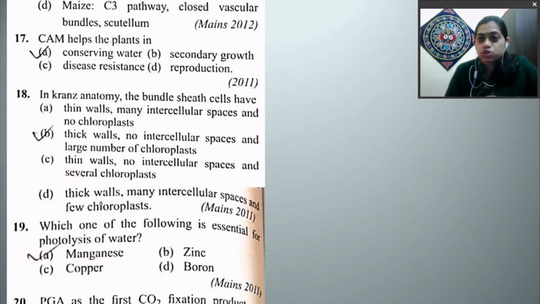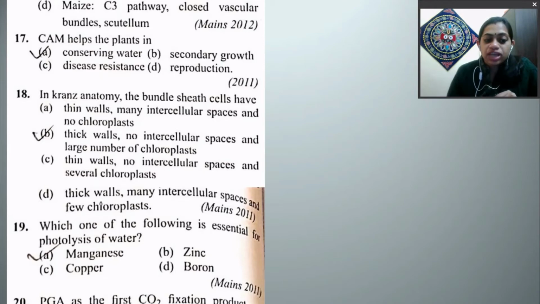So this is the right option, B. Thin walls, no intercellular spaces and several chloroplasts. This is also wrong. Number D, thick walls, many intercellular spaces and few chloroplasts. This is also wrong. Which one of the following is essential for photolysis of water? For photolysis of water, manganese is very important. So manganese will be the right answer, not zinc, copper or boron.